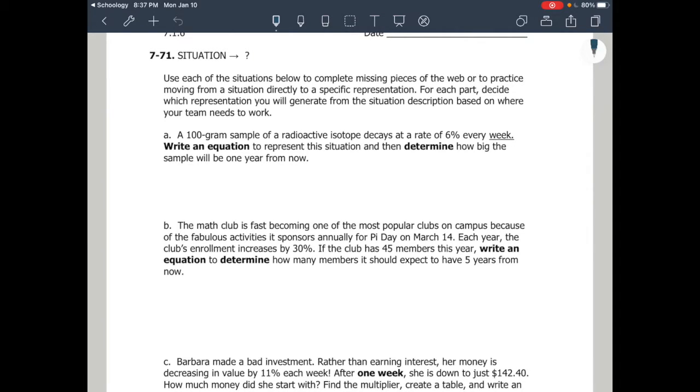So it says for each part, decide which representation you will generate from the situation description based on where your team needs to work. We're going to work together today. So A says a 100-gram sample of radioactive isotope decays at a rate of 6% each week. Write an equation to represent this situation and then determine how big the samples will be 1 year from now.